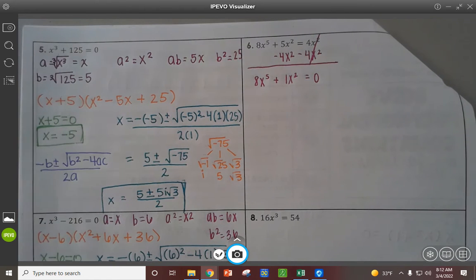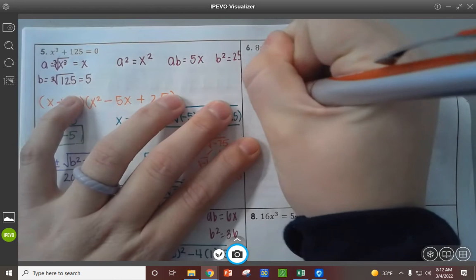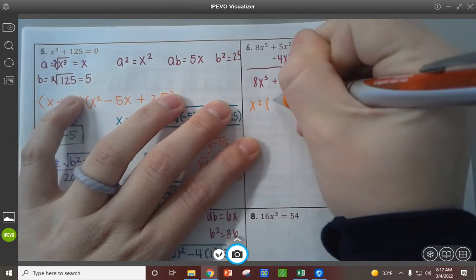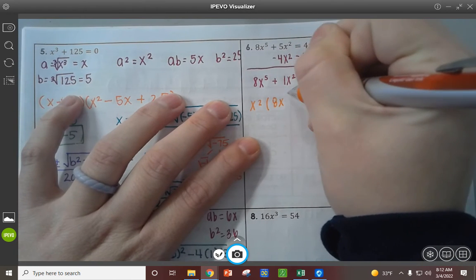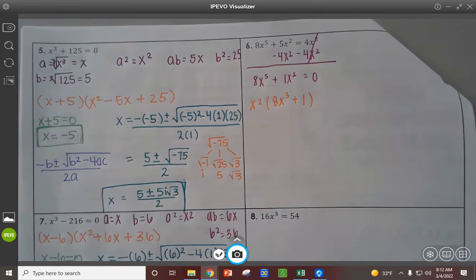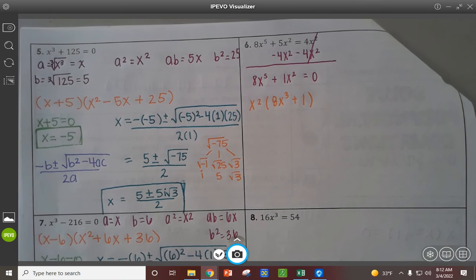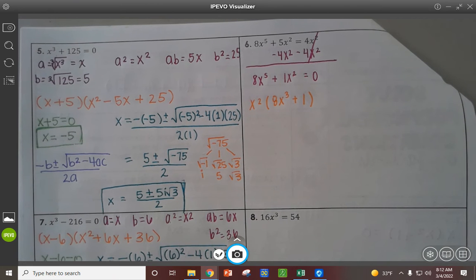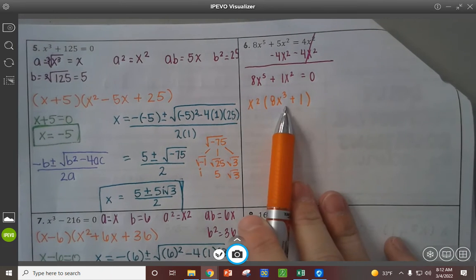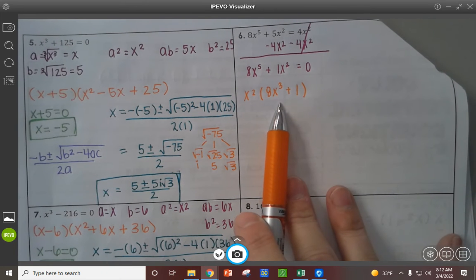Do we have a GCF? Yep, x squared. Leaving us with 8x cubed plus 1. Look at your factors. Do we have a difference of squares or a sum or difference of cubes?